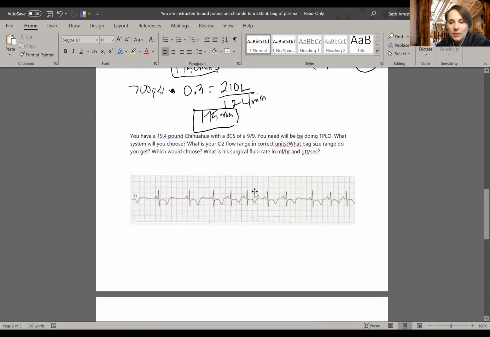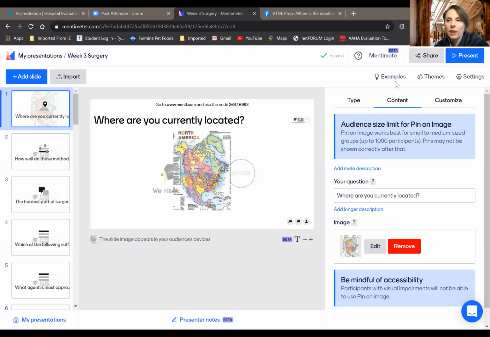Okay, let's do my fun thing. Let me find my Mentimeter, and I'm going to stop my... okay. So we're going to play a quick game for funsies. So you may need your phone. If you want to use your phone, you can use your computer too. We're going to play a game.